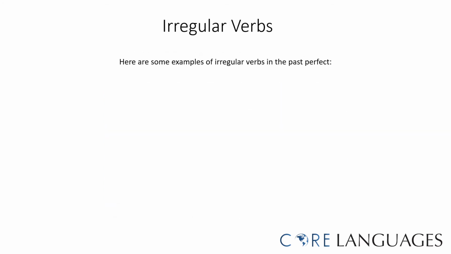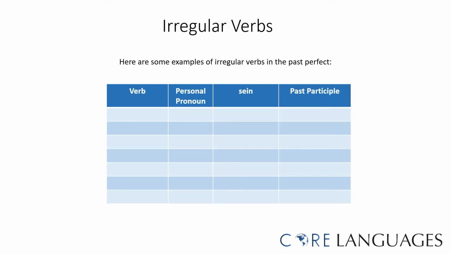Here are some examples of irregular verbs in the past perfect. Notice that they form their past participle with ge, a stem change, and the ending en. Gehen, to go. Ich war gegangen. I had gone. Sehen, to see. Du hattest gesehen. You had seen. Sein, to be. War gewesen. He had been.